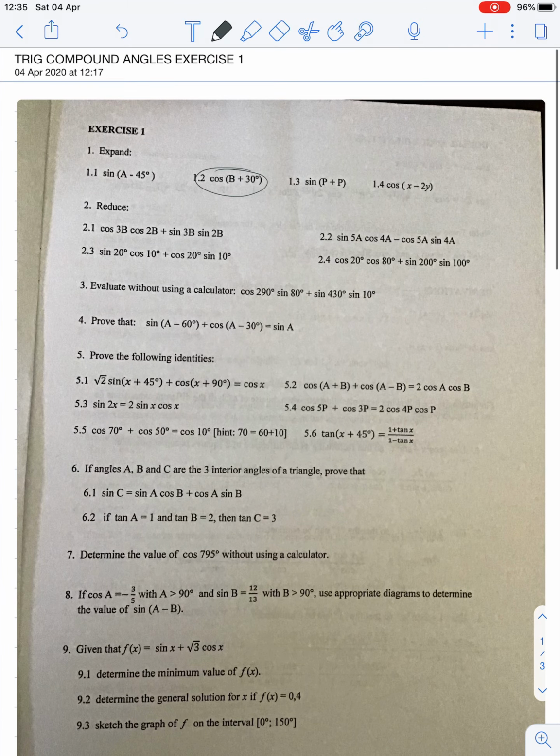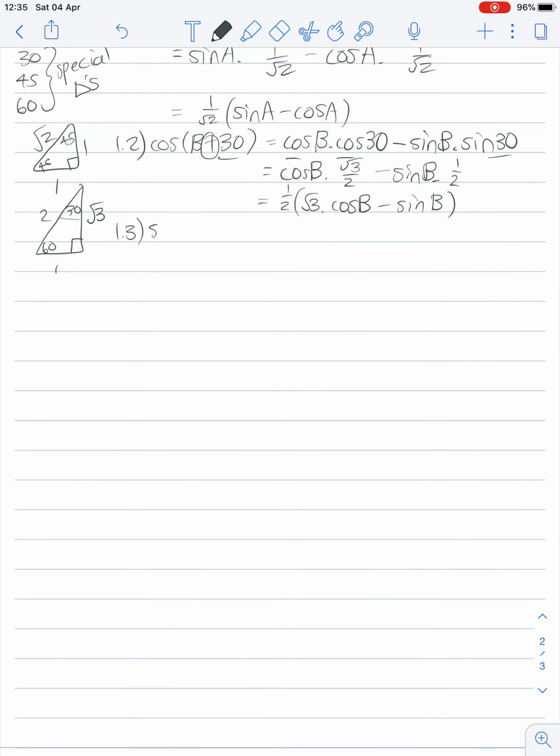1.3, let's have a look. Sin P plus P, pretty chilled. Sin P plus P, you're going to expand that, so that's going to be sin P cos P. Remember, your sign's the same. And now it's going to be cos P sin P. Okay, because those are exactly the same, they're like terms, you can add them together to give you 2 cos P sin P. I probably could have erased that. Let's see. Okay, so there's 1.3 done.